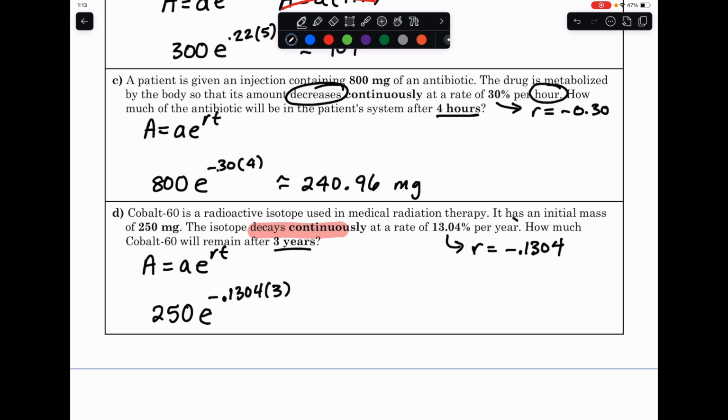Let me check that this is in years. Yep, it's in years, so I don't do any conversions. If it was in months, I would have to convert the 3 years into months. But I don't have that situation.